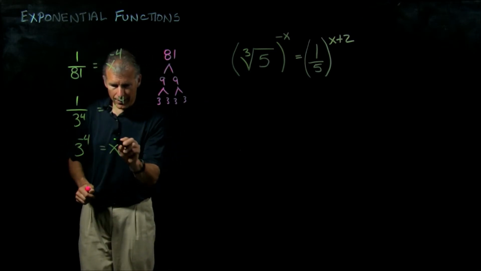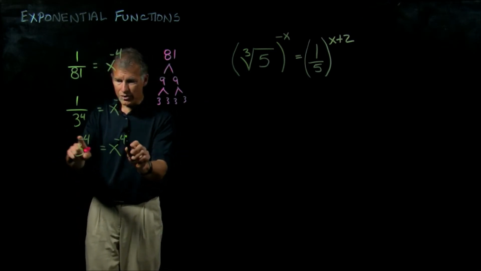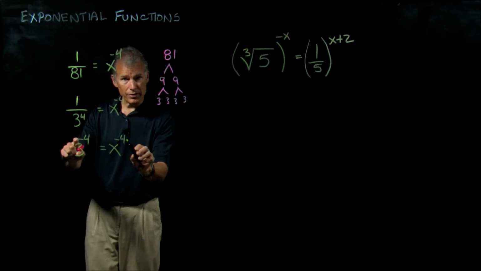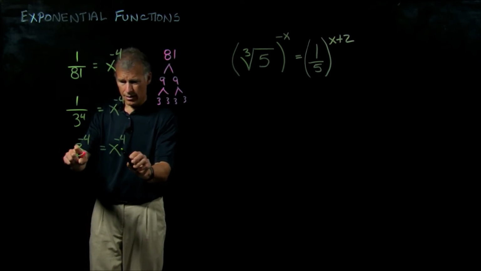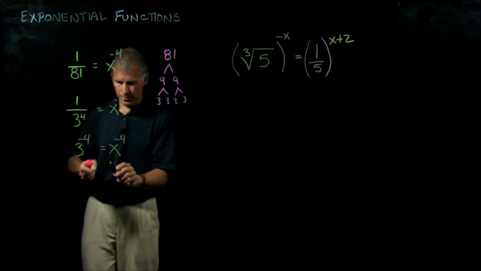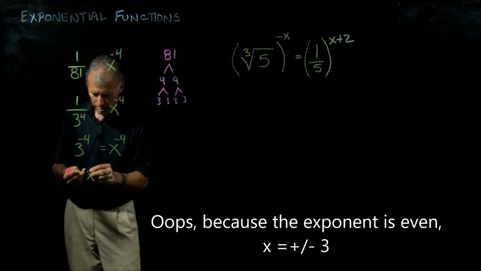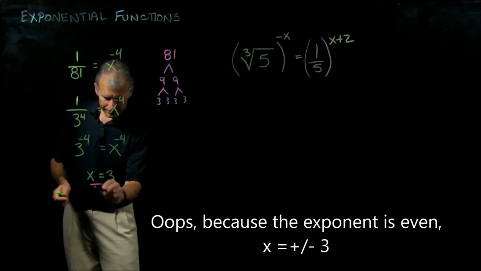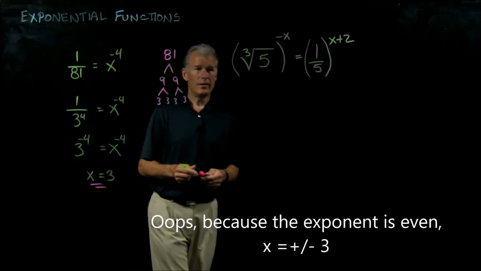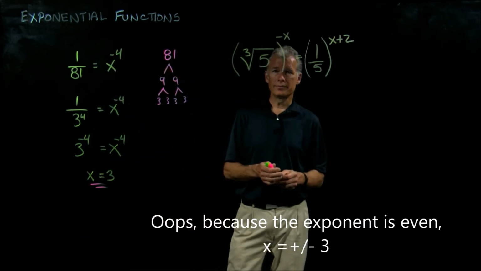And here I have x to the negative 4. So in this case, you can see that the exponents are the same. So then the bases must be the same. So then x must be equal to 3. All right, and our last one.